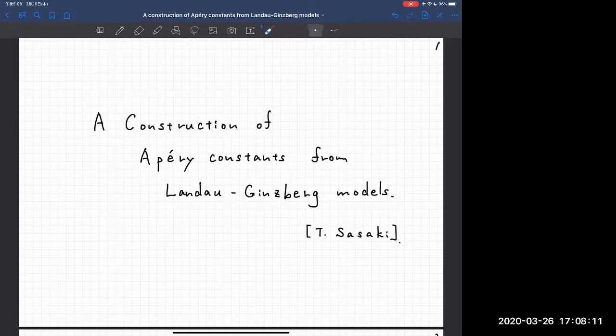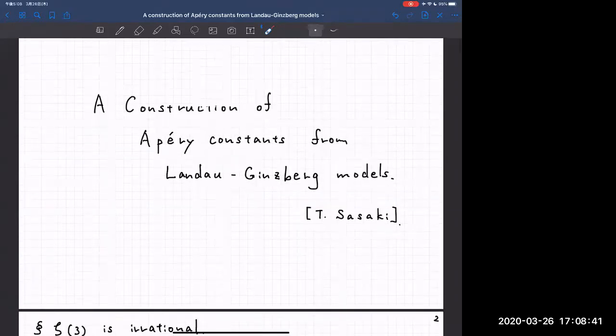So the title of my presentation today is a construction of Apéry constants from Landau-Ginzburg models. It is a result which connects the arithmetic Apéry constant, which is a classical historical subject, to geometry, especially Hodge theory and mirror symmetry. Right, so I would like to start the talk.